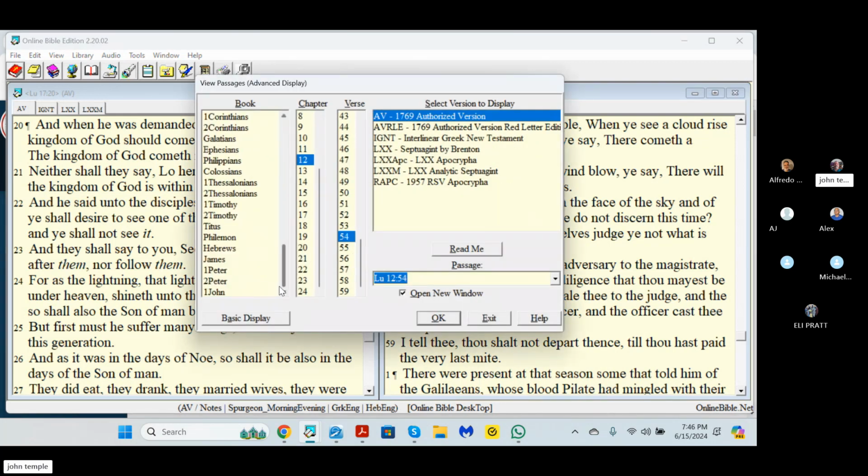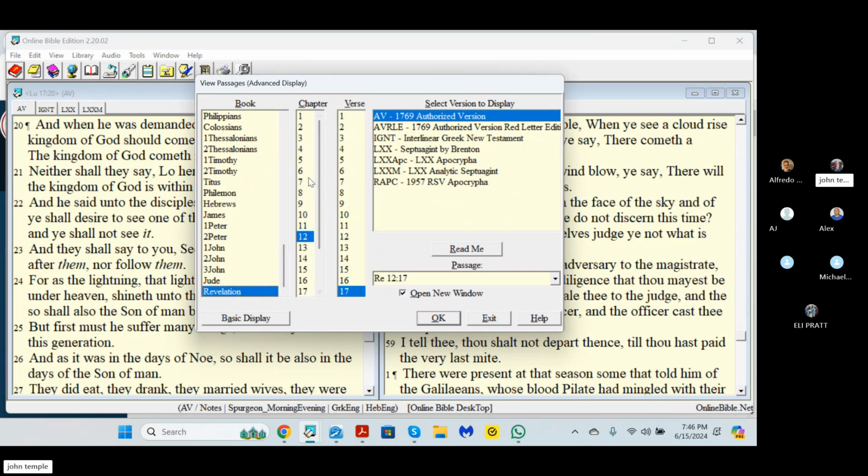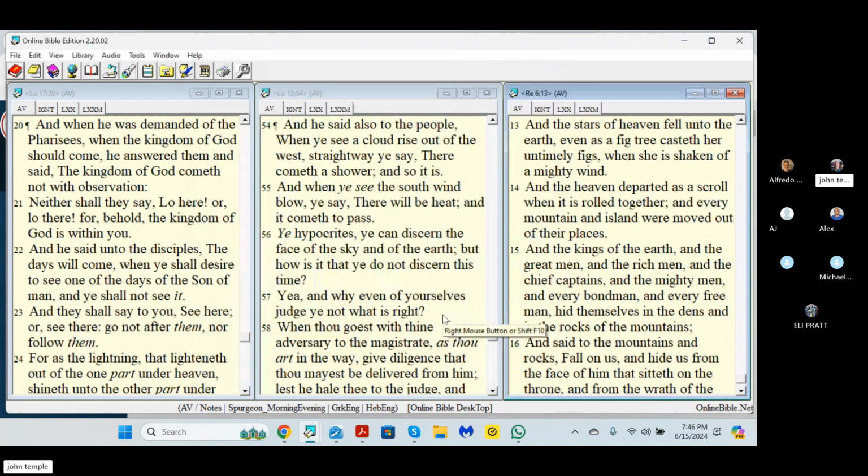I mean, there's so many other verses having to do with untimely figs and things like that. I'll see if I can run across them again. I got them up here somewhere. And the stars of heaven fell unto the earth, even as a fig tree casteth her untimely figs when she is shaken of a mighty wind. So this compares the plunging of the stars from heaven at the opening of the last seal, and it compares that to the untimely figs, which the storm shakes off from the fig tree.